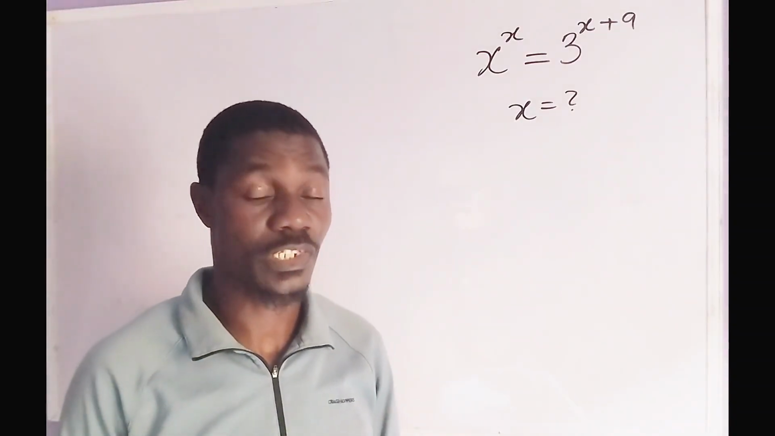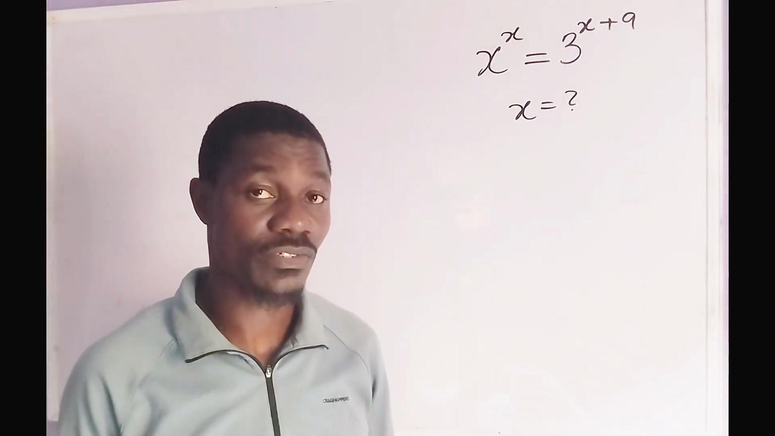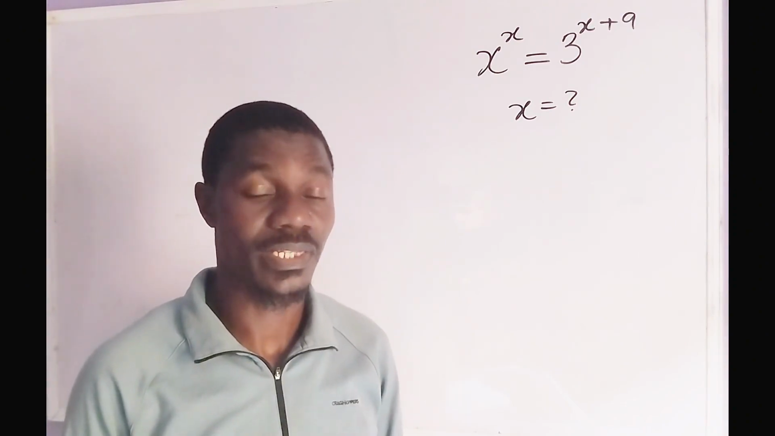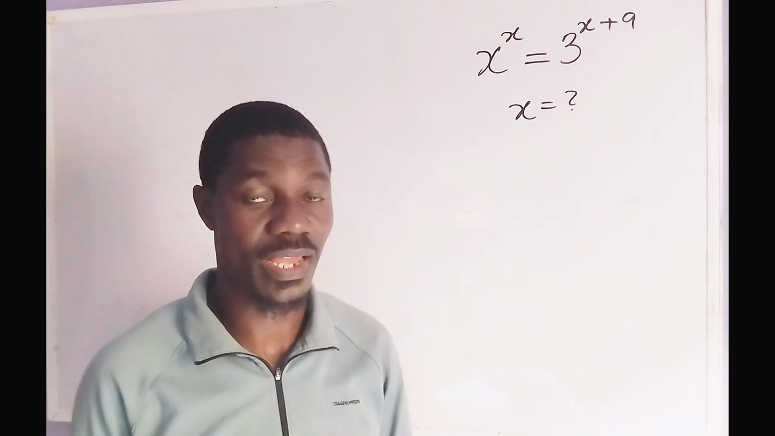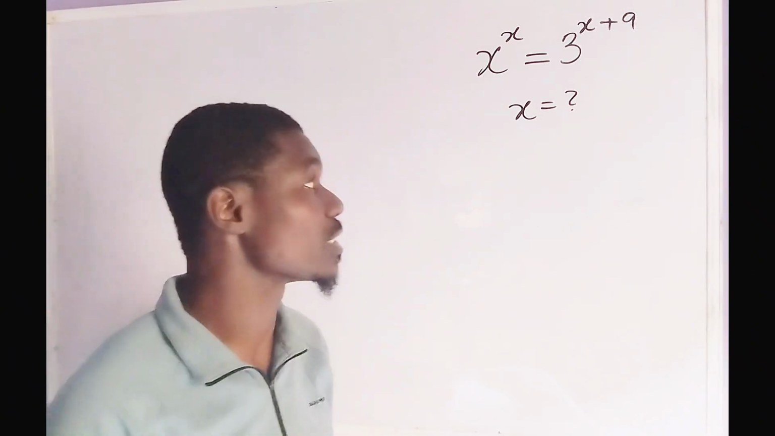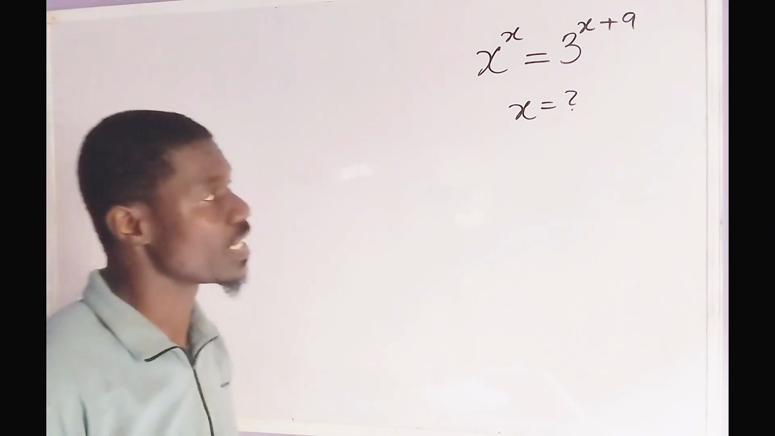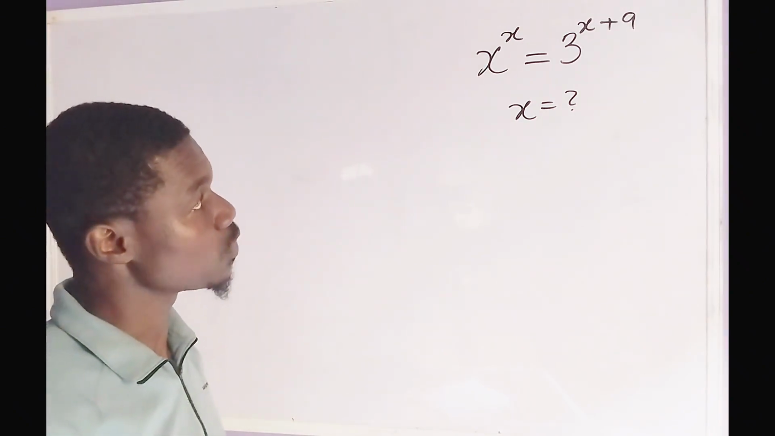Now before us is this exponential equation, and it says x raised to the power of x equals 3 raised to the power of x plus 9. And we have to find the value of x. So how do we solve this? Now first of all, let's do it this way.